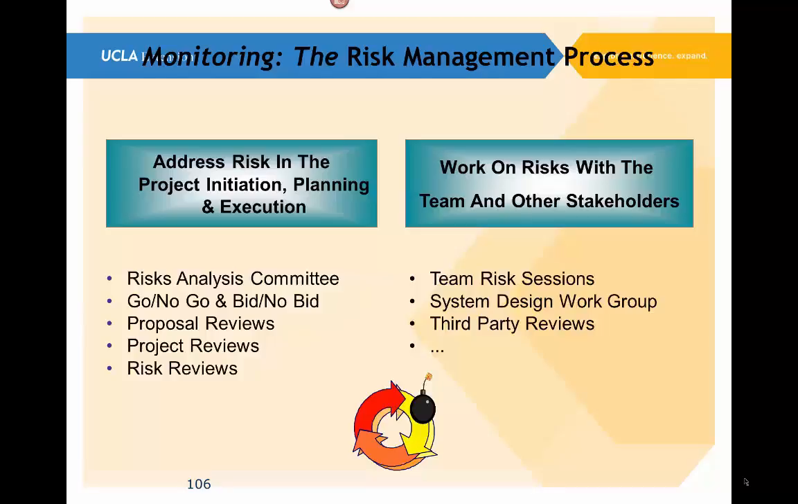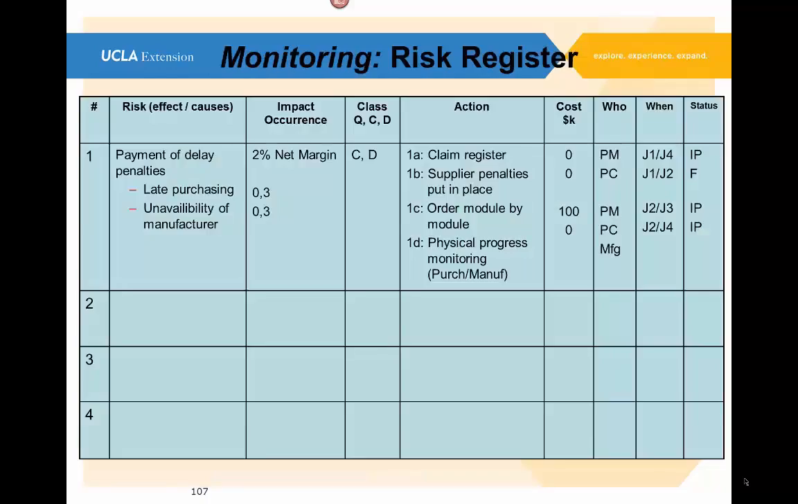We want to work on these risks, engaging our team and other stakeholders. And we can occasionally, not every day or every week, have team risk sessions, set up design work groups, third-party reviews, whatever we want, but we should make sure that we have good and open communications with our team, with our stakeholders, our management, and our customer community. Have a good, dynamic, healthy risk management process. Very important.